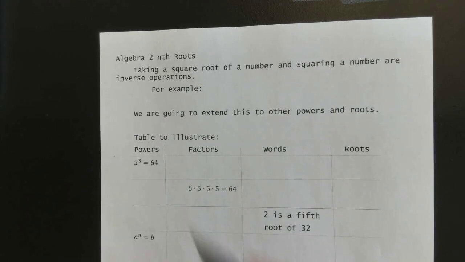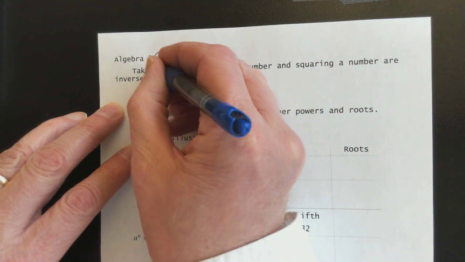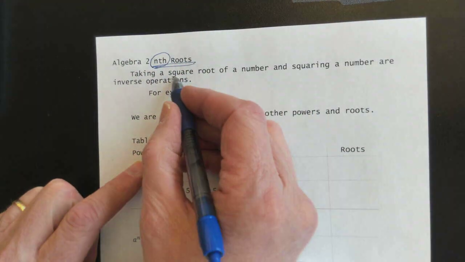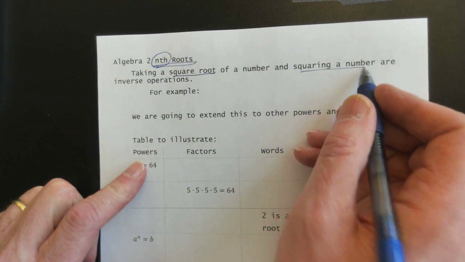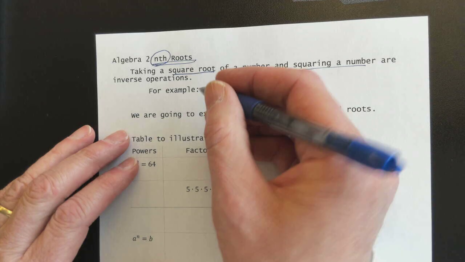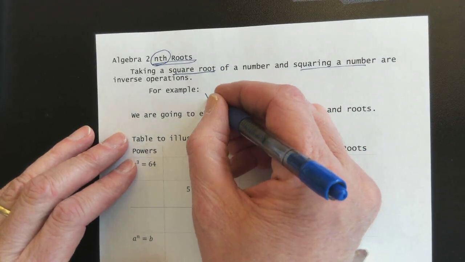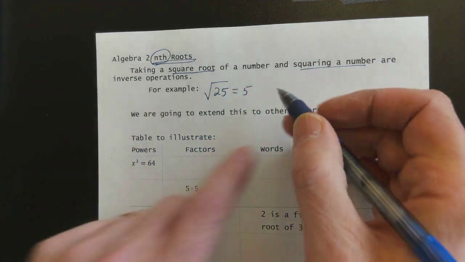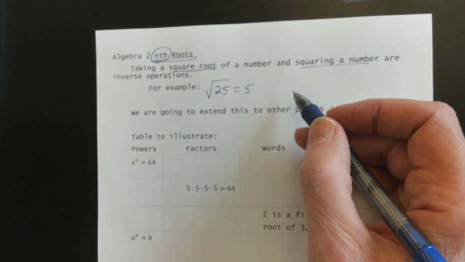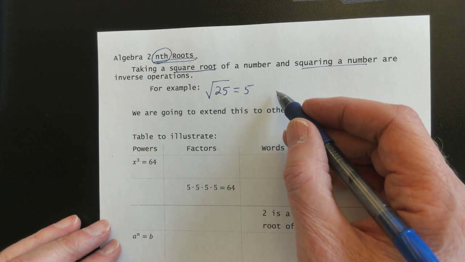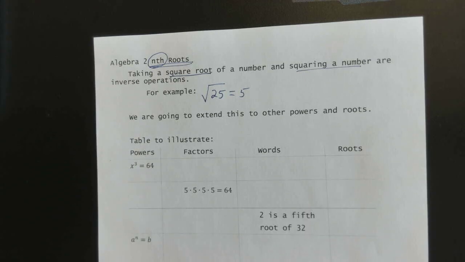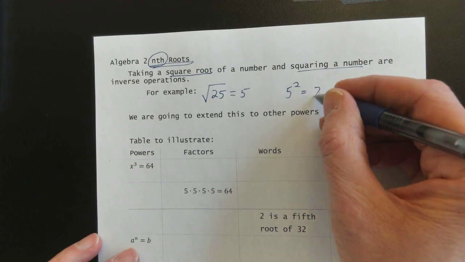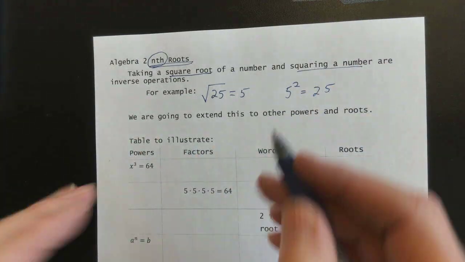All right. So we're talking about nth roots today, and we've done a lot with square roots and squaring numbers. Those are inverse operations. So we know that if I say the square root of 25 equals 5, what would be the equivalent equation as a power? Equals 25. So this is the connection.